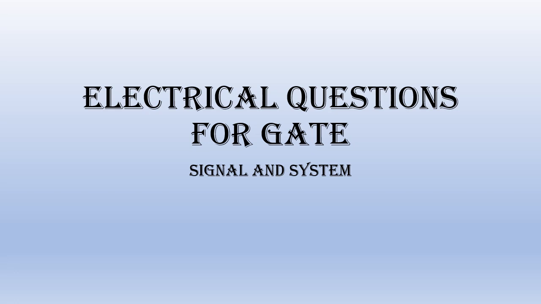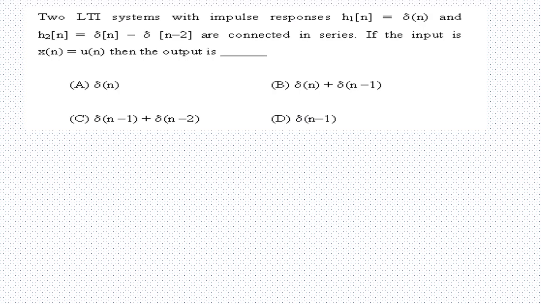Today again we'll be solving a question related to signals and systems. So the question is as follows. There is an impulse response h1 of n and another impulse response h2 of n, and these are connected in series, and an input x of n equal to u of n is given, and then we are asked to find the output.